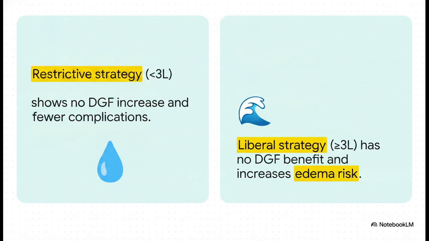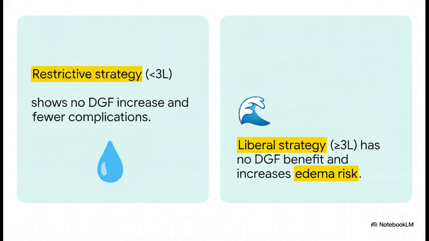Okay, so we know what fluid to give, but what about total volume? A landmark 2021 retrospective cohort study by Harbell and colleagues at the Mayo Clinic looked at 1,171 patients. That's a huge sample size. They divided them into a restrictive strategy, meaning under 3 liters total, and a liberal strategy, meaning 3 liters or more. The findings were quite literally paradigm shifting.